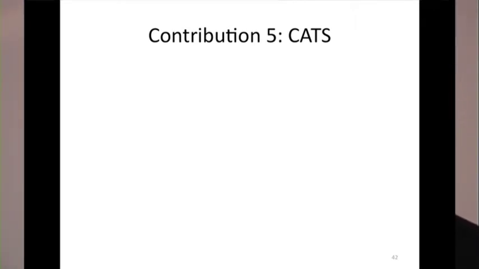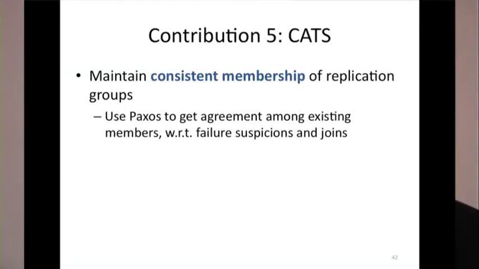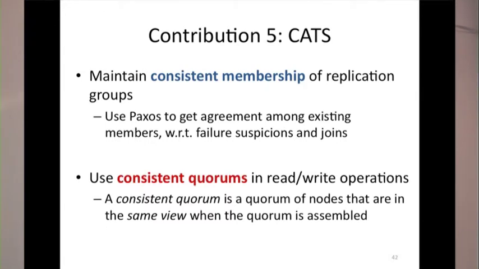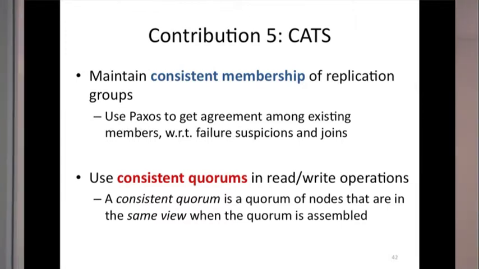What we saw is that as soon as different nodes think differently of the replication group, things go bad. So how to fix it? You have to maintain the membership of the replication group consistently, which means that any changes you make in the replication group, people should agree with that. We will look at what that means more. And this is just not enough. We also introduced a technique called consistent quorums for doing read and write operations.